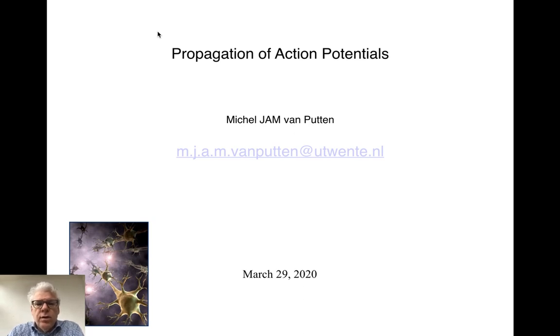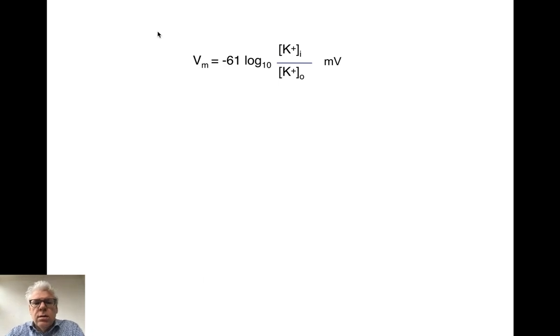Today we will continue our discussion, now related to the propagation of action potentials. We previously discussed the Nernst potential, here exemplified for potassium, that essentially states the membrane potential as a function of the concentration gradient across the semipermeable membrane. This is written out for conditions at 37 degrees Celsius, and for typical potassium concentrations the membrane potential would be approximately minus 60 to minus 70 millivolts.